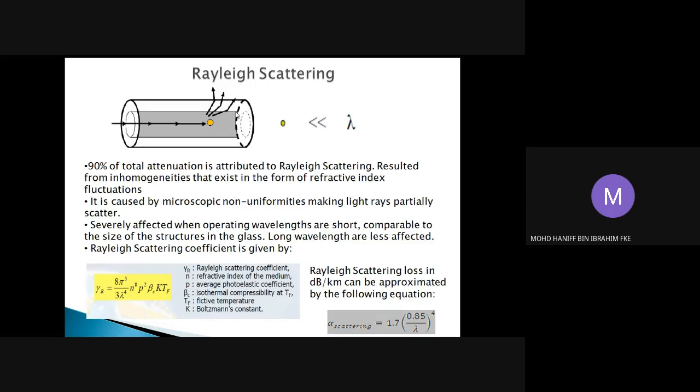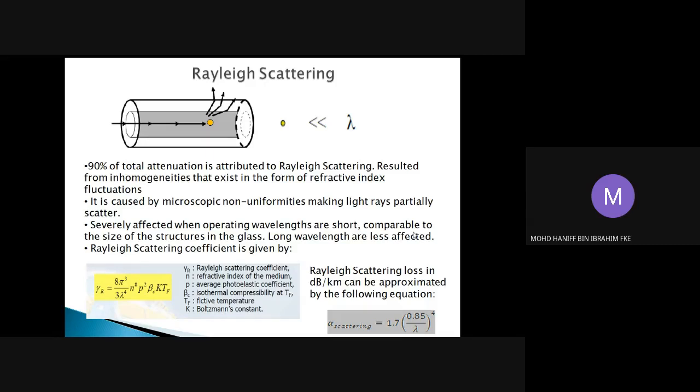Rayleigh scattering is severely affected when the wavelength of operation is short compared to the size of the structure in the glass. The effect will be very critical if the size of these impurities is almost similar to the wavelength of operation. So the longer wavelength will be less affected. This is the physics of Rayleigh scattering.